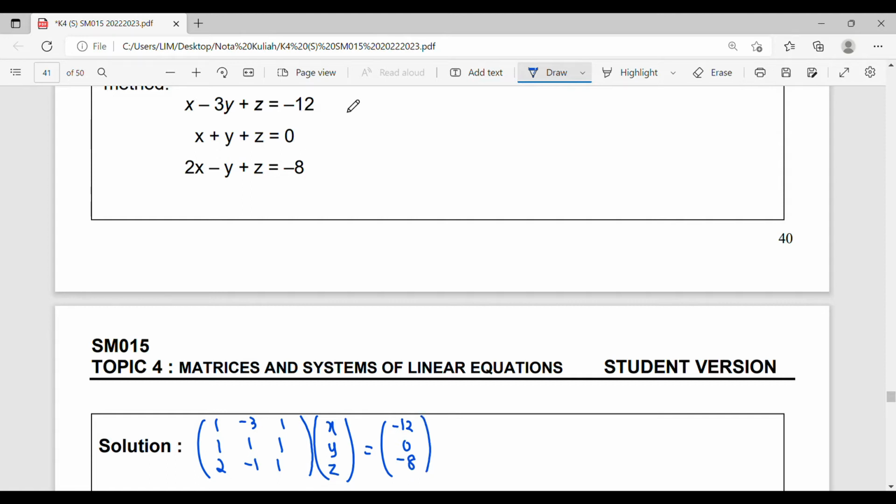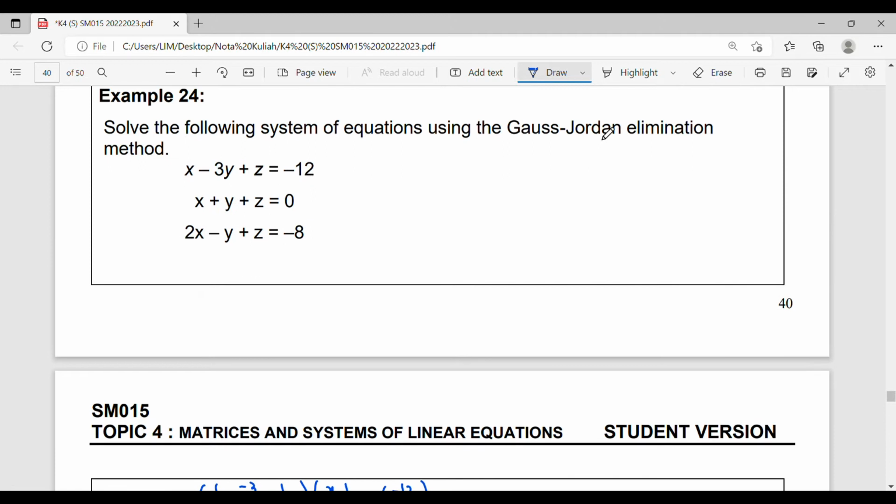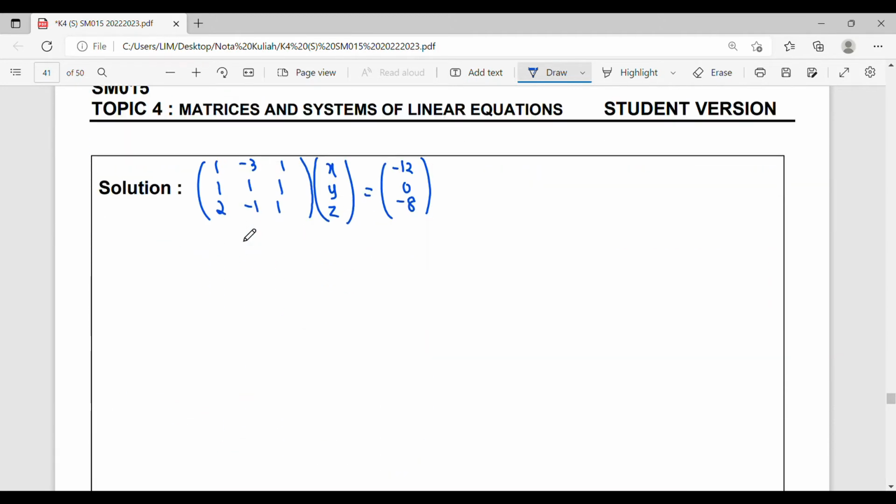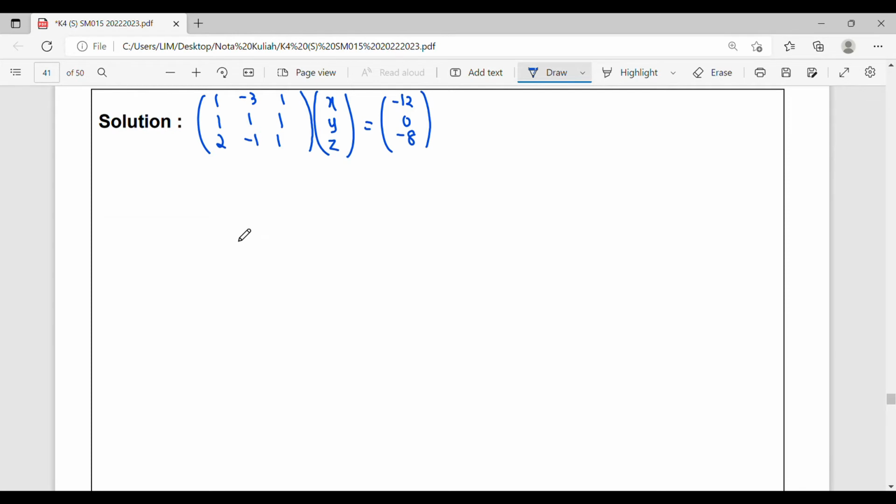So when we want to solve this, finding x, y, z using Gauss-Jordan elimination method means we are going to use the technique of ERO, elementary row operation. The first step, we have to form our augmented matrix. So our augmented matrix will be, put in our matrices here, and then separate by our answer, which is -12, 0, -8. So this is our augmented matrix.